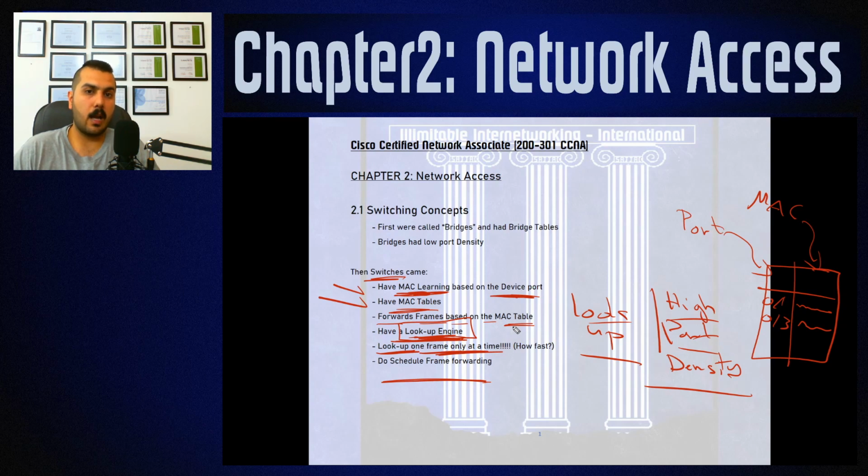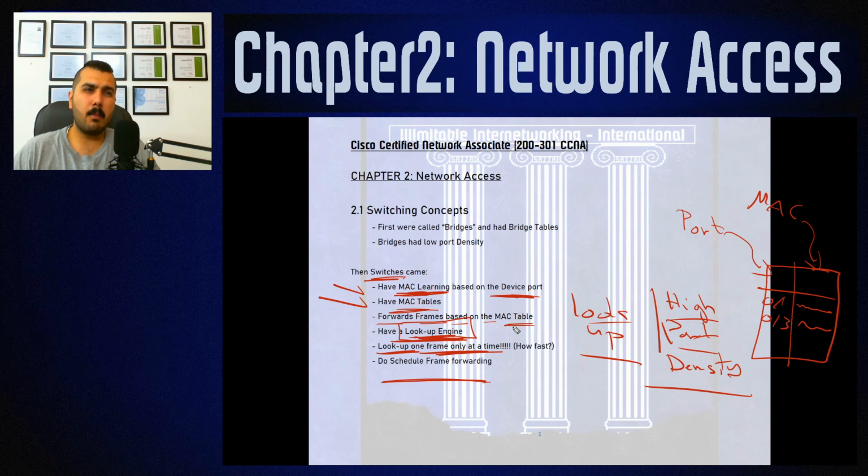It's not at the same time, each one separately, but it's a matter of microseconds. This is how fast a lookup engine works. In a matter of microseconds, it looked up the first frame. After that it went to the other frame. This is how fast it does it.